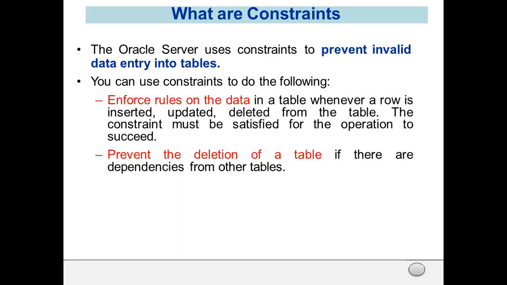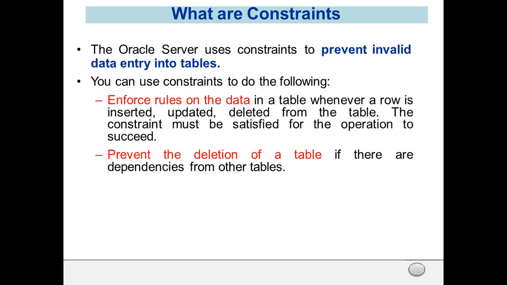Now, what are constraints? Constraints are there to prevent invalid data entry into tables. For example, suppose a user mistakenly forgets to enter a value into a column or cell. If you have a not null constraint, that column cannot be null, and if the user has mistakenly left a column blank, they will immediately get a message that it is wrong. So for this, we can use constraints to do the following.